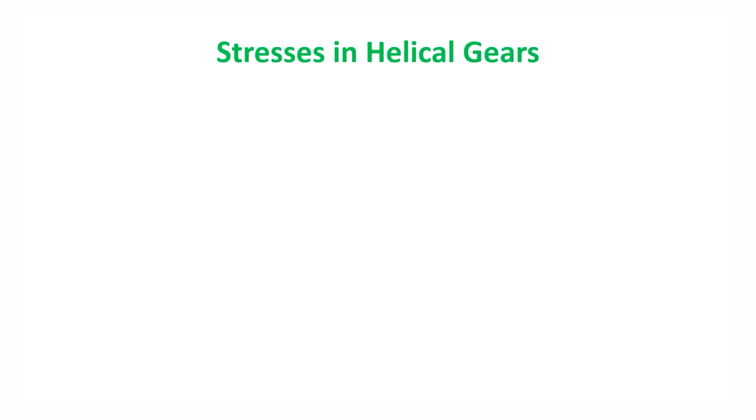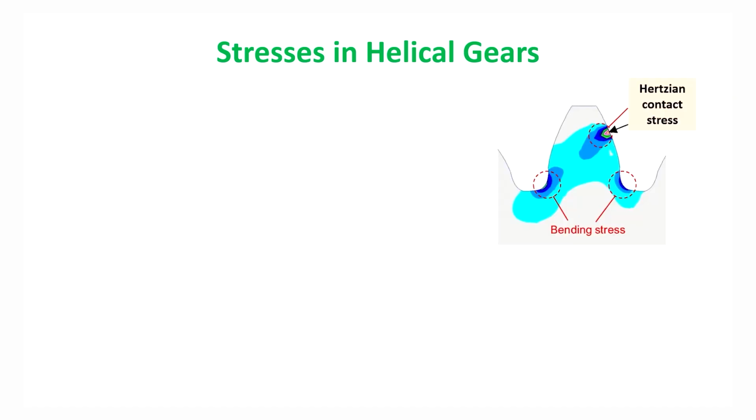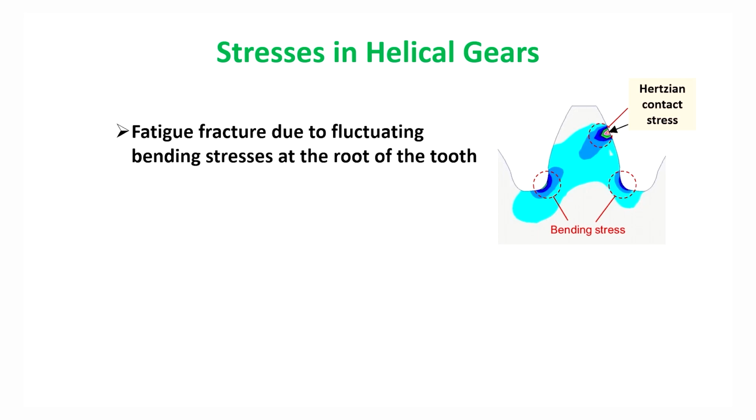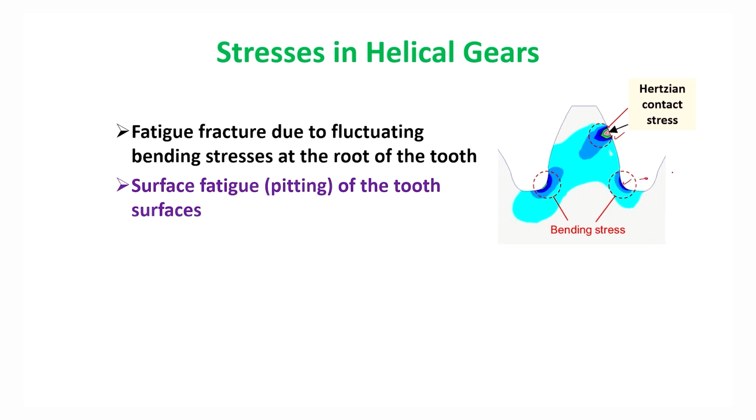We know that in the case of a helical gear, two types of stresses act. First is the bending stress at the root, and at the point of contact the Hertzian contact stress, and therefore it may fail due to fluctuating bending stresses at this location and surface fatigue at this location. So, we have to find this bending stress and the surface stress, and they will be checked with the bending fatigue strength SFB and the surface fatigue strength SFC.